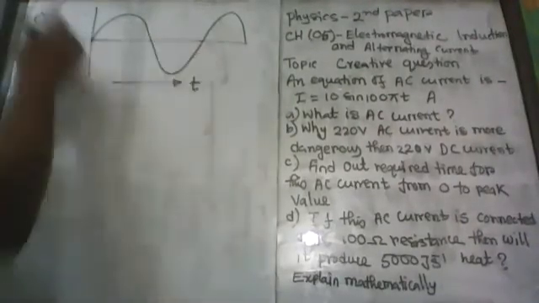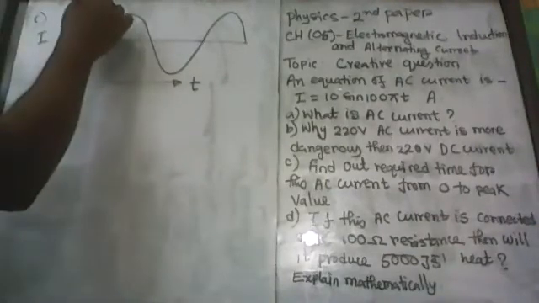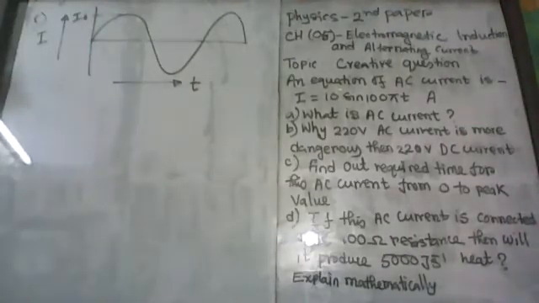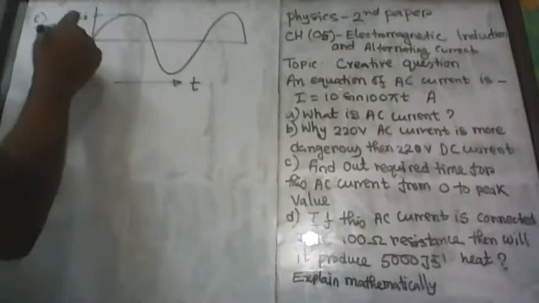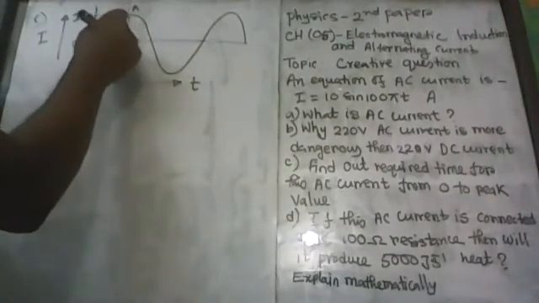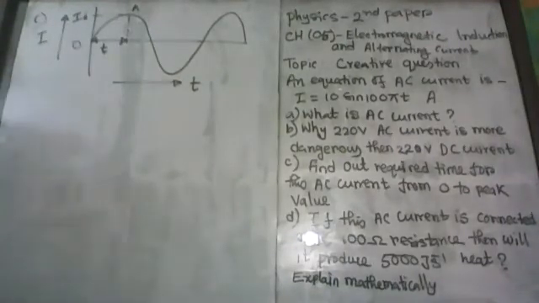This is the time axis, and this is the AC current axis. Its peak value will equal I naught. It is asked how long it will take to go from 0 value to peak value. Suppose this is 0 and this is point A. I'm going to find out the required time T to reach point A.